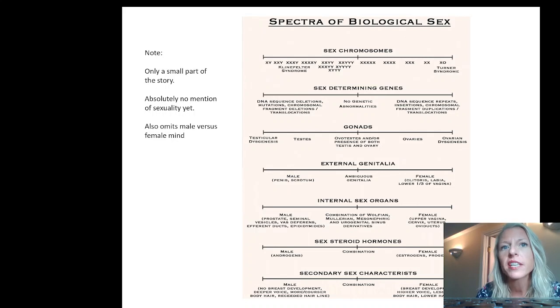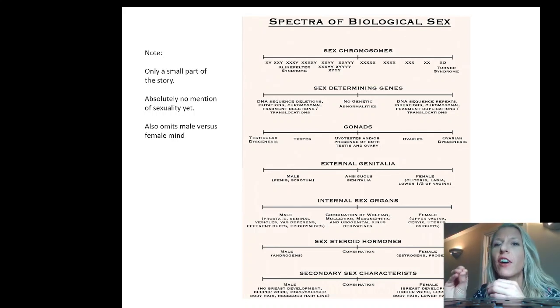Male, we have the prostate, seminal vesicles, vas deferens, epididymis, and there can be a combination. Sex steroid hormones, same thing. You can have a combination, or you can have the more female-heavy estrogen and progestins, or more male-heavy androgens. Secondary sex characteristics for females, that's breast development, usually a higher voice, not necessarily in my case, less and finer body hair and a lower hairline.